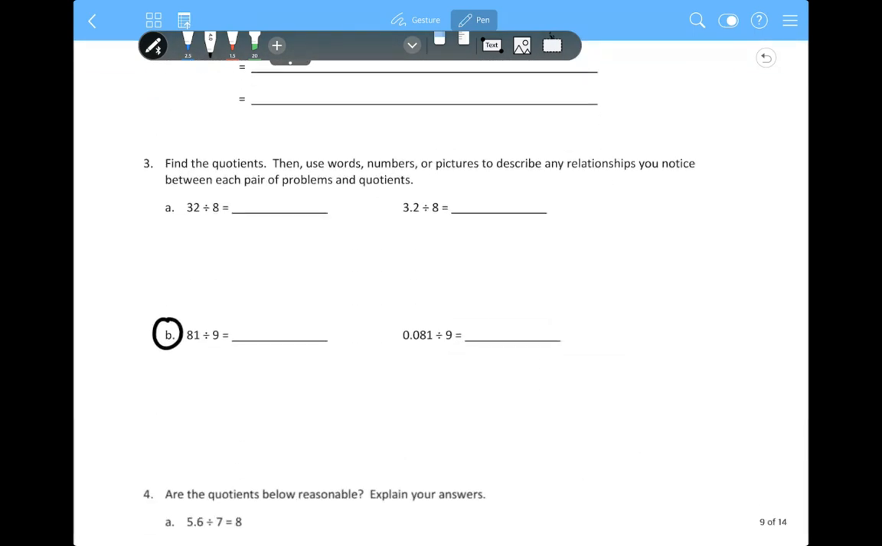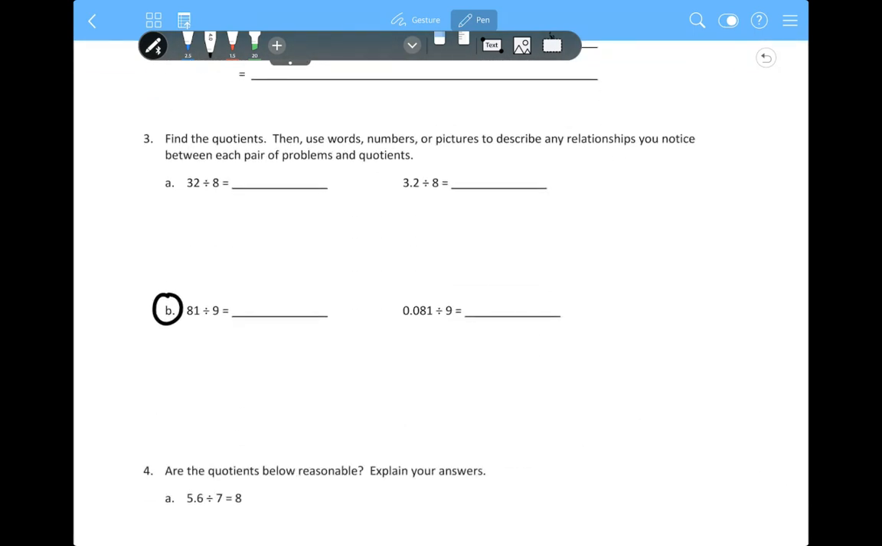Moving on to the back page on number 3, it says find the quotients, so divide and find the answers. Then use words, numbers, or pictures to describe any relationship you notice between each pair of problems and quotients. So 81 divided by 9 equals 9, and then 81 thousandths divided by 9 is going to equal 9 thousandths. So I write that as 0.009, 2 zeros and a 9. And they're the same because the digits are the same.